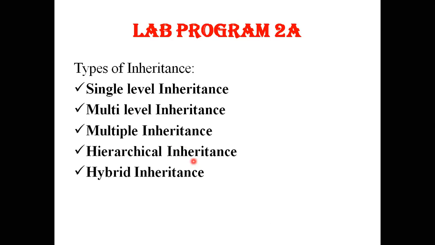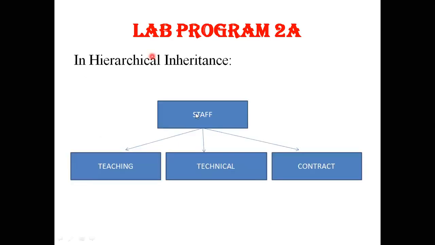Which type of inheritance? You can see here, there's one base class. What is the base class here? Staff. And how many derived classes do we have? Three derived classes: teaching, technical, and contract. So what kind of inheritance is this?